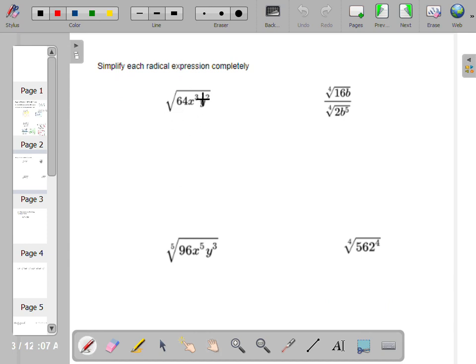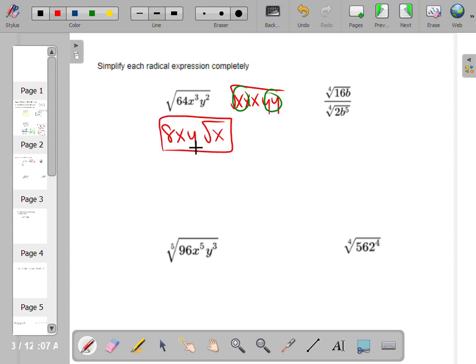This one, if I see the square root of 64, I know that's 8. But then, as a reminder, x, x, x, y, y. If I say take the square root of that, I'm looking for pairs of 2 because it takes a number times itself to escape a square root. That's the opposite of squaring something. That means that for every 2 underneath, 1 can come out. So I'm going to have 1 x on the outside, 1 y on the outside, but there's still that 1 x that's trapped forever. So 8xy radical x.